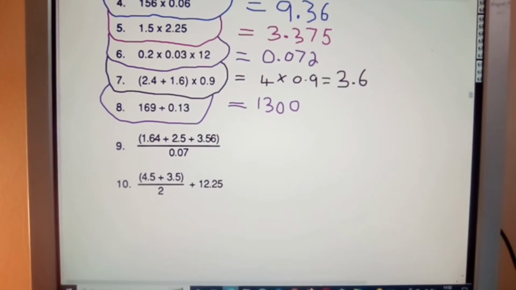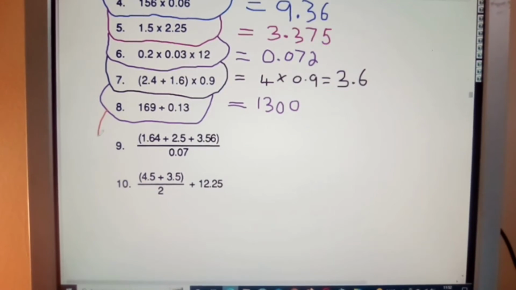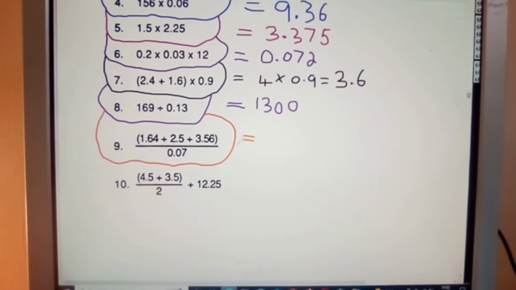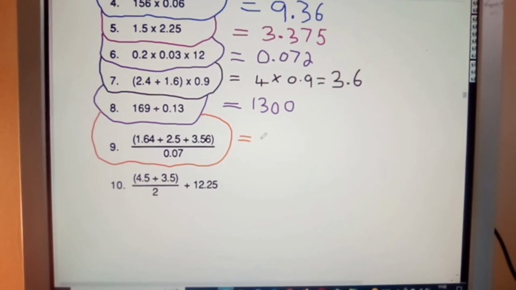Let's just change the pens and I'll come back to another color I had before. This is going to equal, we don't know yet, but let's work it out. Now again, you must deal with the brackets first. So in brackets, open bracket 1.64 plus 2.5 plus 3.56 close brackets.